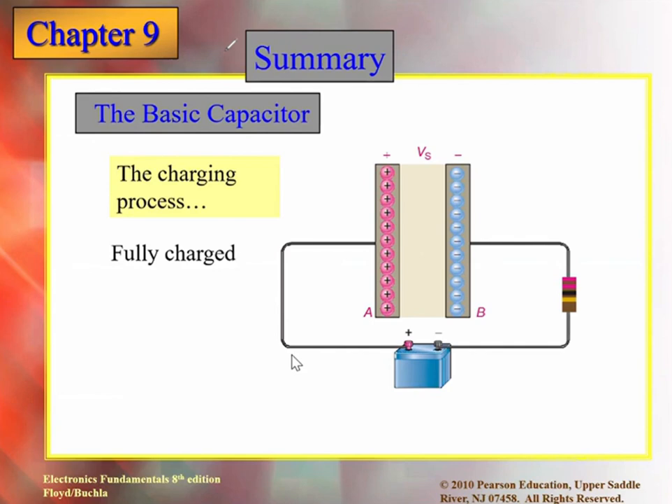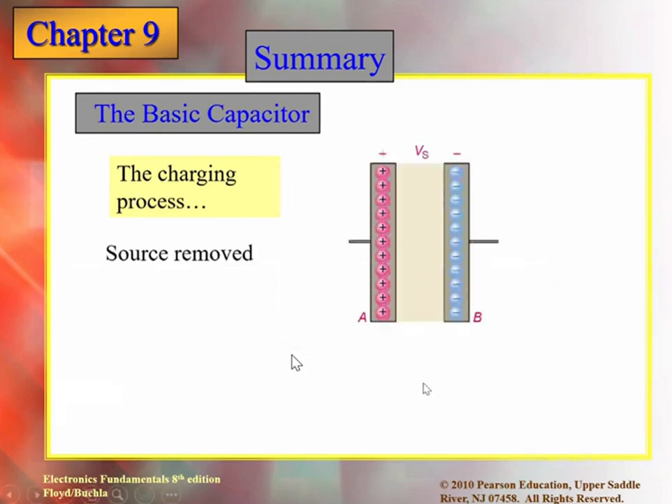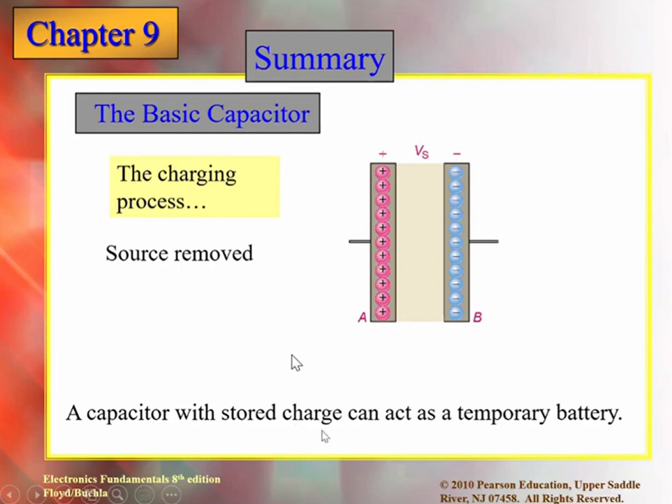What will happen if I remove the battery now? Because this plate is fully positive and this plate is fully negative, it can behave like a temporary battery. Why temporary? Because these charges are not forever. They decay quickly with time. If I connect any load, bulb, or resistance, the charge will quickly decay. So the capacitor with stored charge can act as a temporary battery, but it is not long lasting. You just connect any load, and the charge will quickly finish.